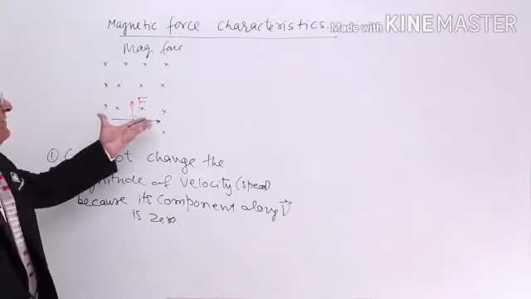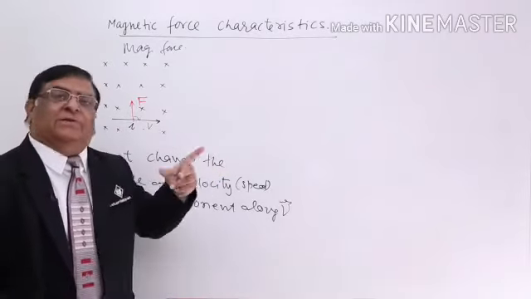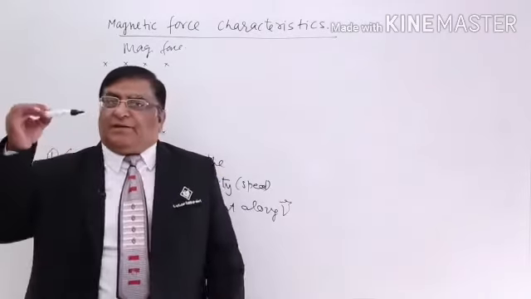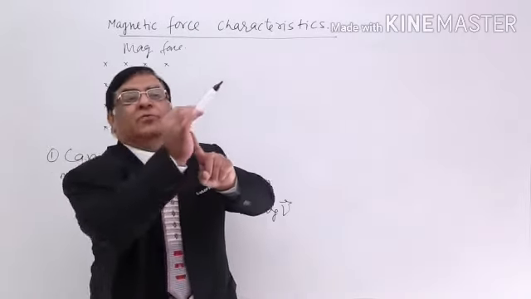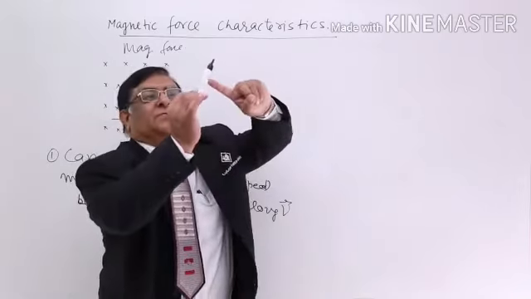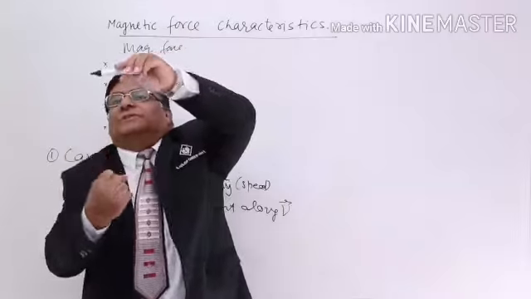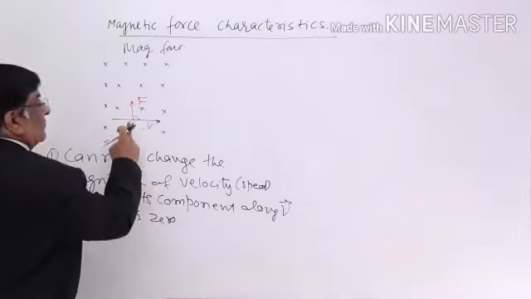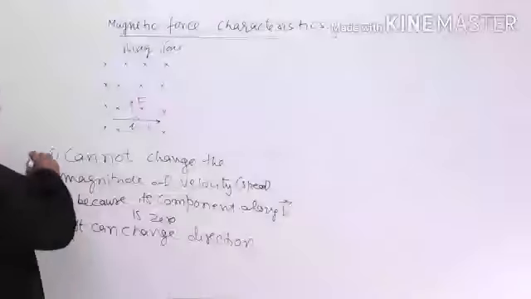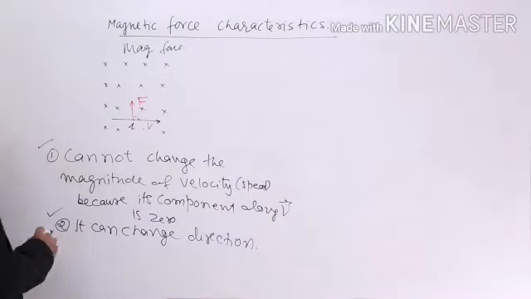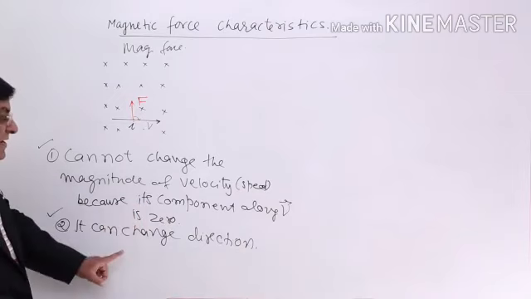Okay, then what is the effect of this force? The effect of this force is that the direction will change. Here is a particle moving like this, and we apply a force this way. It will move like this. If we apply a force this way, it will move like this. What is happening? The direction keeps on changing. So it can change the direction. So these are the two things a magnetic force is doing: no change in the magnitude of speed, and it can change direction.